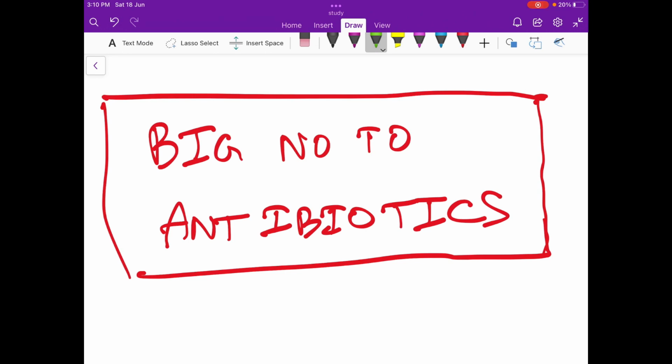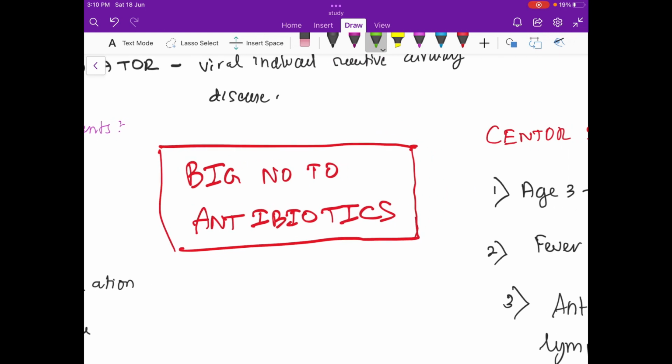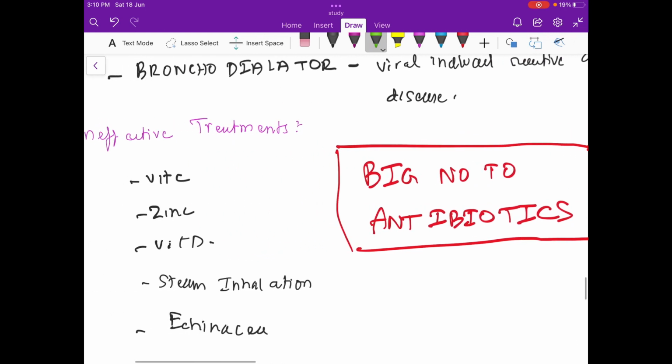Even though it does not affect the particular child, it will cause antibiotic resistance in the general population, and our antibiotics are already losing their potency and efficacy because of resistance, and we will be one day left with no antibiotic to fight a superbug. So don't give antibiotics in an upper respiratory tract infection.